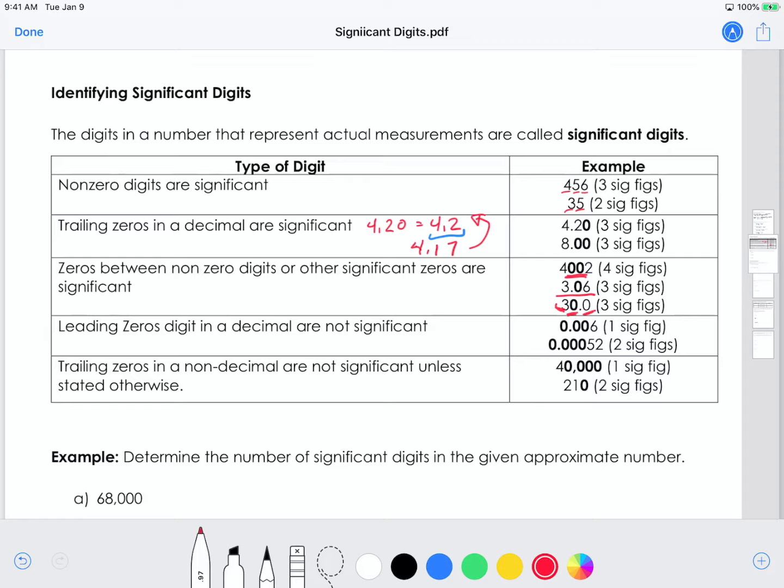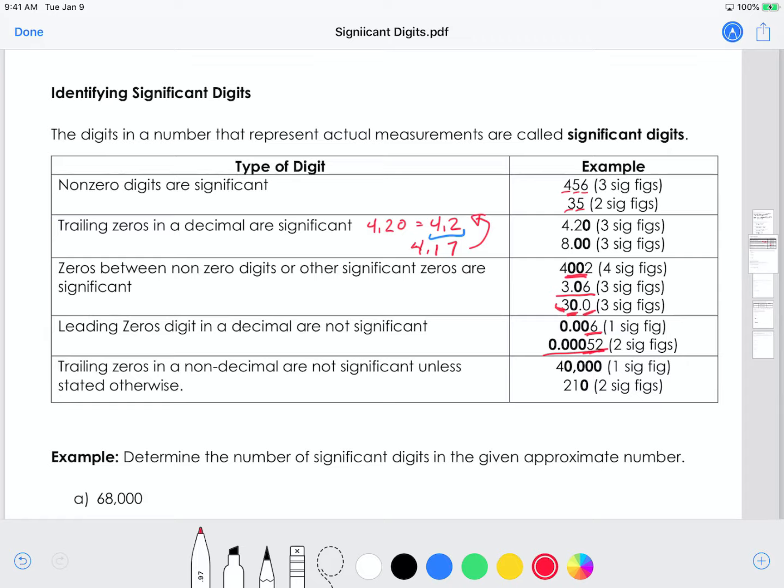Now, leading zeros, meaning zeros to the left of the significant digits, are not considered significant. Those don't tell us how the number was rounded or the accuracy of the number. In 0.006, the number that's considered significant, that tells us how it was rounded, is the 6. So in that decimal, we only have one significant digit. And the same thing goes for this second example, 0.00052. The 2 is what tells us how it was rounded.